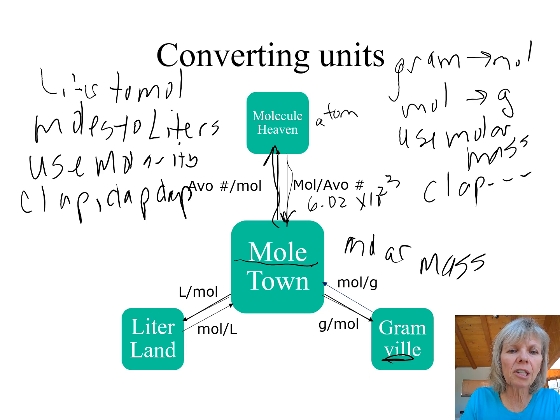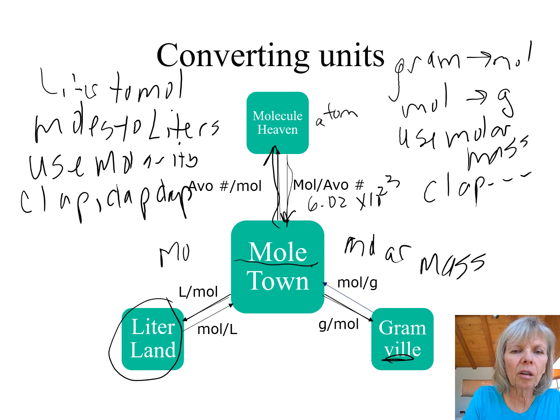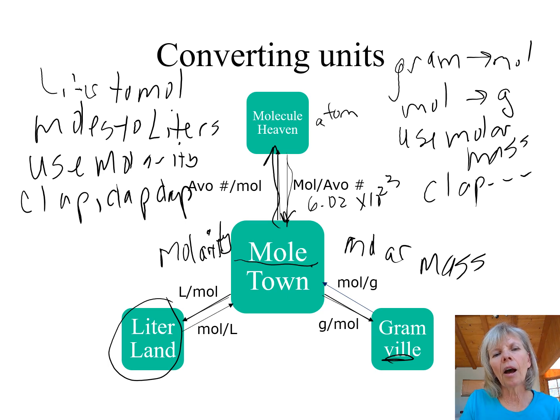Our new part today is the Mole Town people, they like to go out and have fun, so they go to Leaderland for their fun. In order to go to Leaderland, again, a 2-lane road, one way to get there and the same road to get back, depending on how you set up your problem, is using molarity. So it's the molarity highway to get there. And again, we can set up our problem with liters at the top or liters at the bottom, depending on the conversion you're doing.